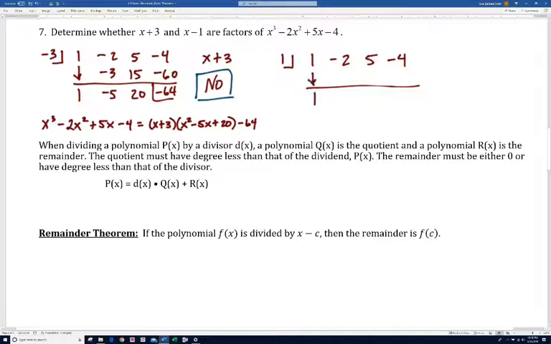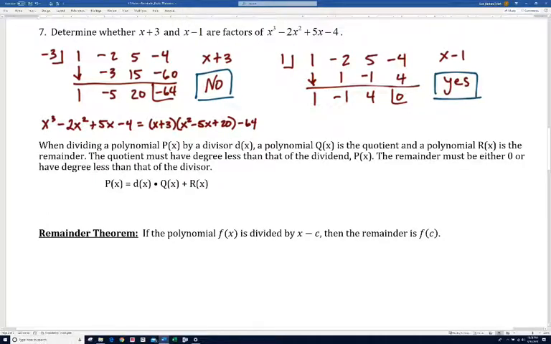Let's go ahead and bring down our 1. So 1 times 1, we're going to get 1. And when we add, we get negative 1. Multiply, we get negative 1. When we add, we get 4. Multiply, we get 4. And when we add, we get 0. So this time we were checking to see if x minus 1 was a factor, and the answer is yes.